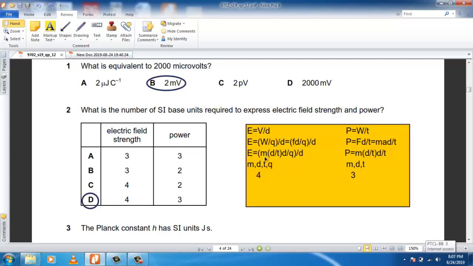So you can see that M, D, T and Q are the 4 SI base units. For power you can do the same. Work done per unit charge, work done is FD, F is MA, and A is D by T square. So you can see that M, D and T are the 3 units for power. So that's question number 2. The answer is D.